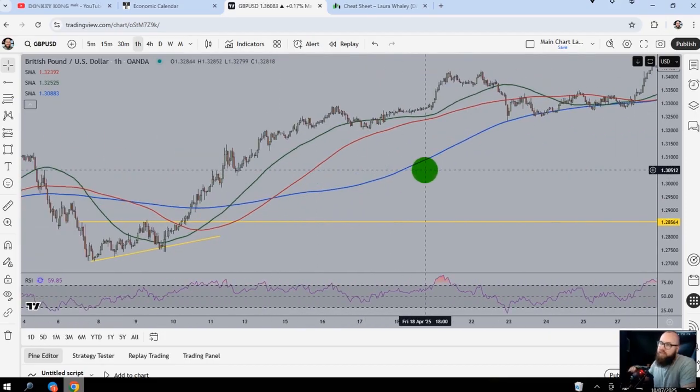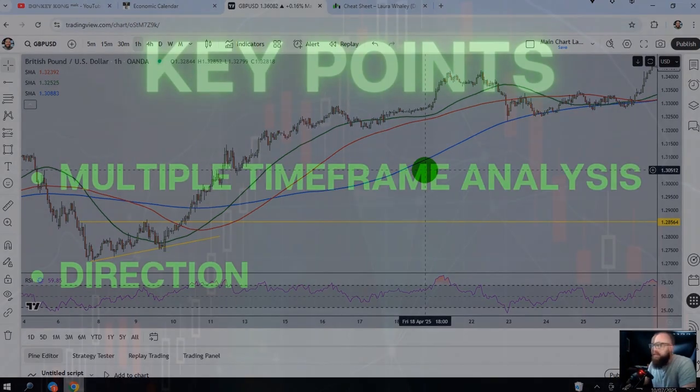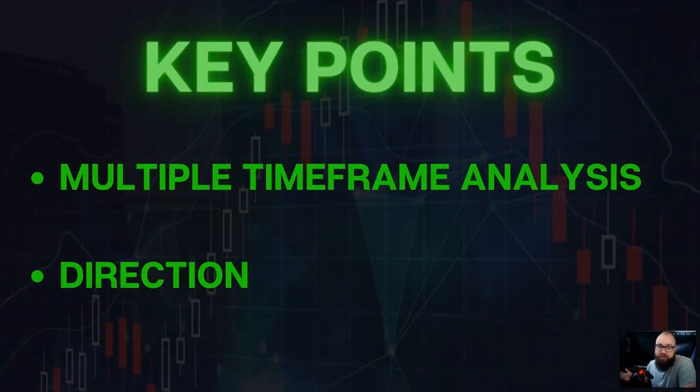So that's really the key, is to use these lower time frames, use multiple time frame analysis, because you won't always spot the patterns on the chart you're watching that has the trend. The other key point is direction. You don't need to know all the names of these patterns. You don't need to be a pattern master if you know the direction you want to trade.